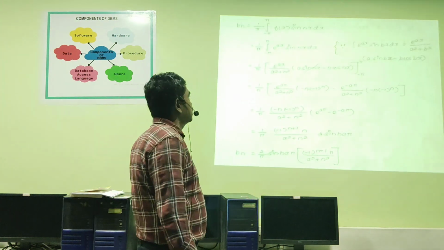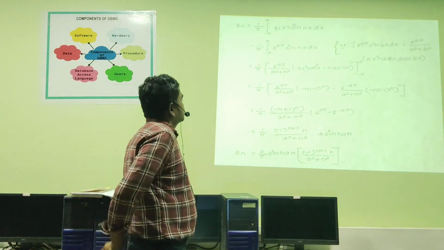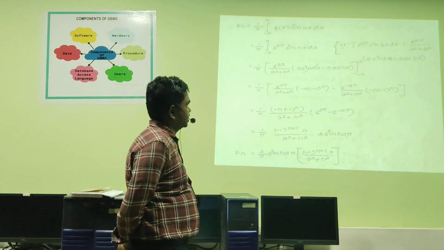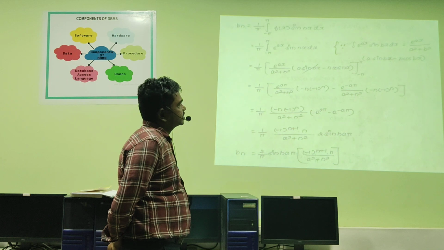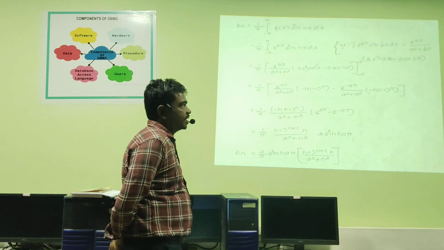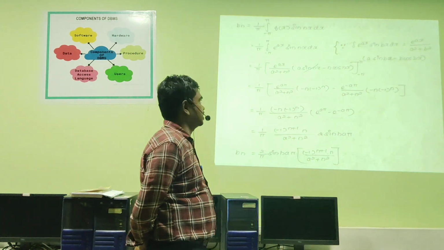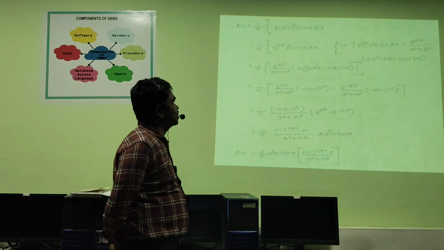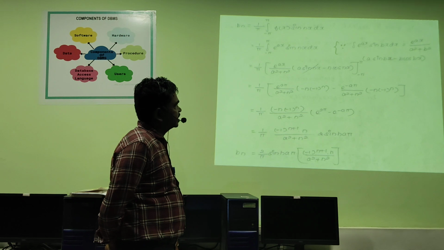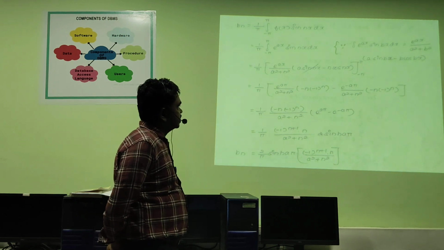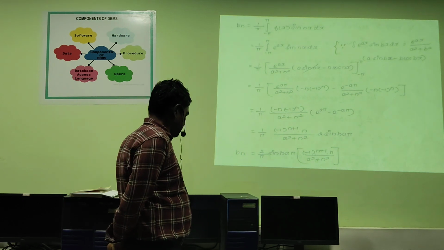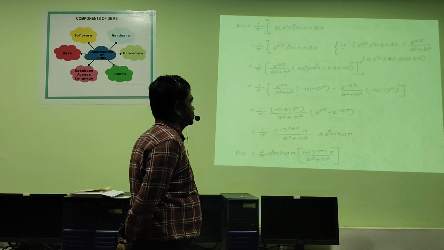Now next we can find b_n. The formula is b_n = (1/π) integral from −π to π of f(x) sin nx dx. The integral formula for e^(ax) sin bx dx is e^(ax) / (a² + b²) times (a sin bx − b cos bx). Using it here, (1/π) integral from −π to π of e^x sin nx dx equals (1/π) e^x / (a² + n²) times (a sin nx − n cos nx).